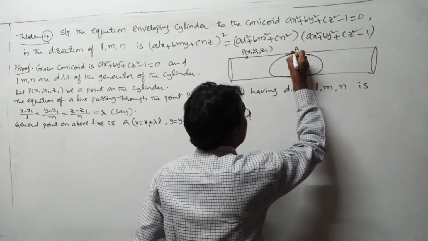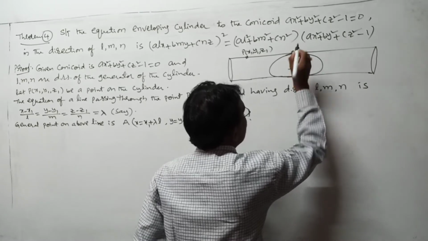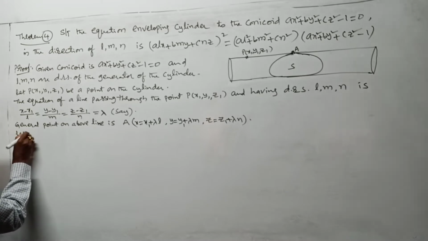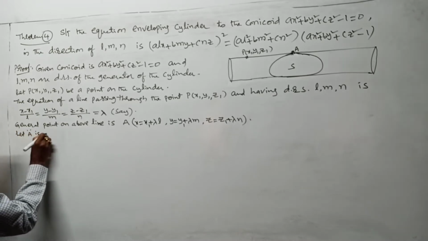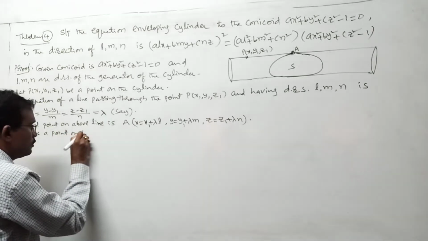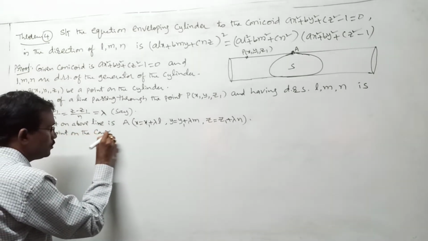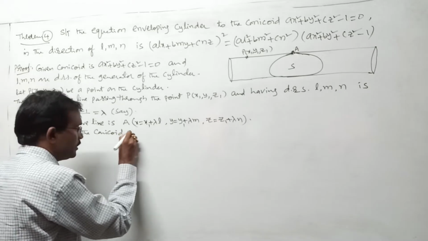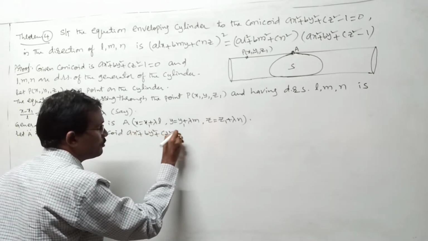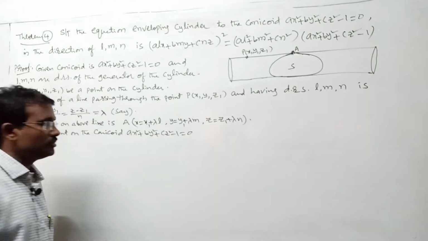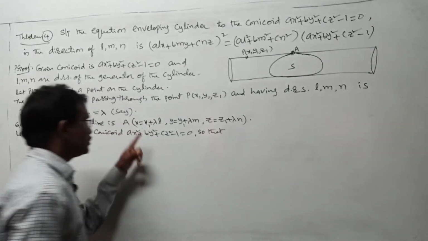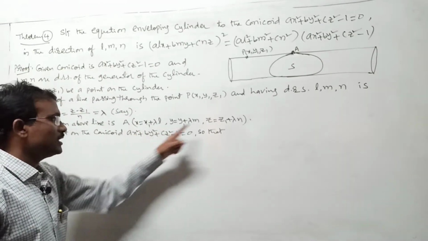This is your point of contact, right? Let capital A be a point on the conicoid. You know what that conicoid equation is? Ax square plus by square plus cz square minus 1 equal to 0. Now replace x with this, y with this and z with this here.